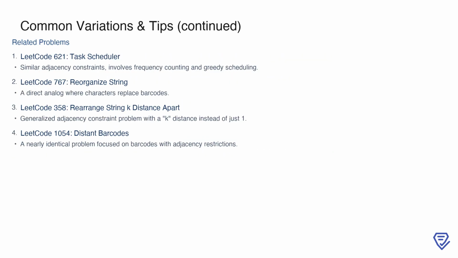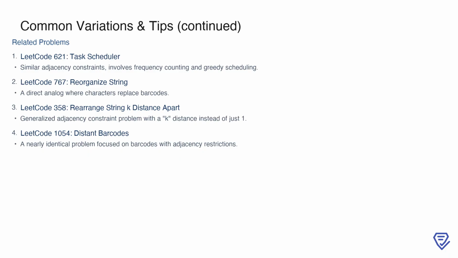This problem has a lot in common with other well-known LeetCode problems. For example, LeetCode 621, Task Scheduler, also involves adjacency constraints and requires frequency counting combined with a greedy scheduling approach. Similarly, LeetCode 767, Reorganize String, is a direct analog to this problem, where characters replace barcodes, but the adjacency requirement remains. Another related problem is LeetCode 358, Rearrange String k Distance Apart, which generalizes the adjacency constraint by requiring elements to be at least k distance apart.